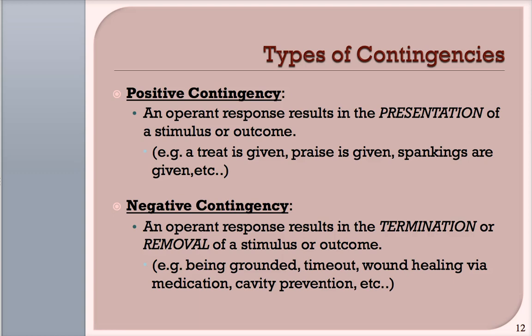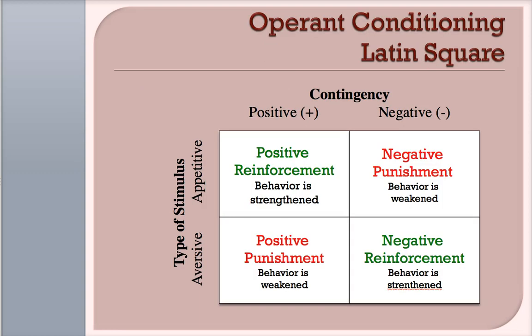So when we put these two dimensions together, we can create sort of this Latin square. So I'll use my cursor here. We have the type of contingency across the top. We can have positive contingencies and negative contingencies where we're adding a stimulus or taking a stimulus away. And we have the type of stimulus over here as either being appetitive or aversive. So if we look at the first box, we have a positive contingency with an appetitive stimulus. So we're presenting something that we want or that we like, and we call that positive reinforcement.